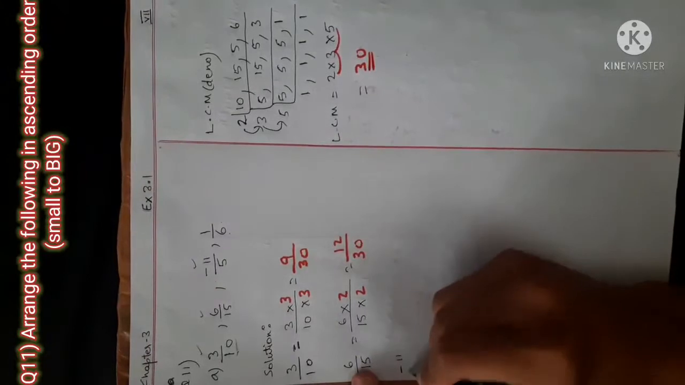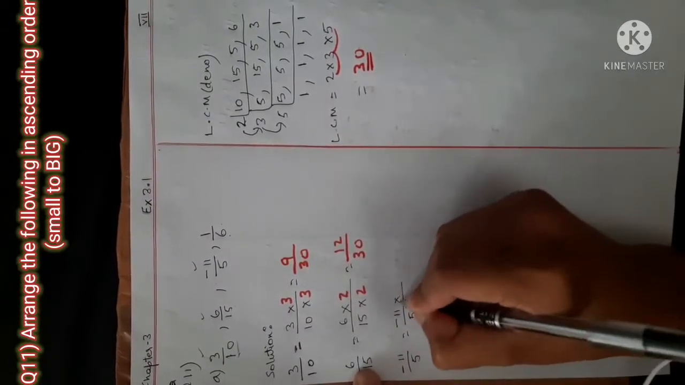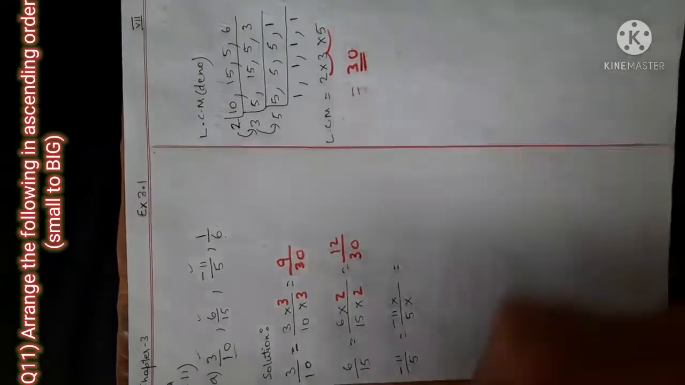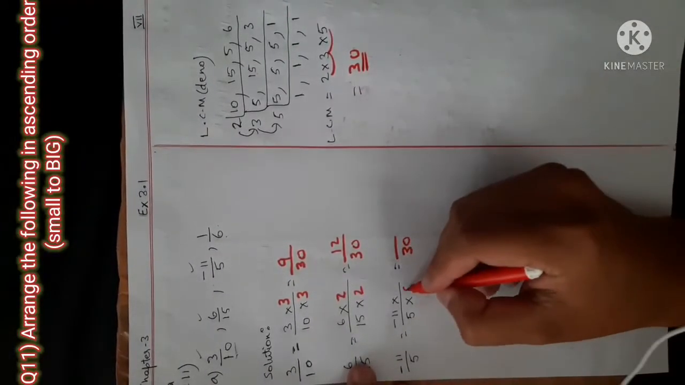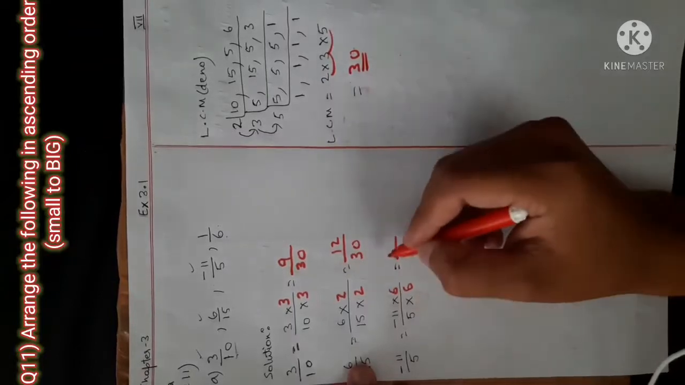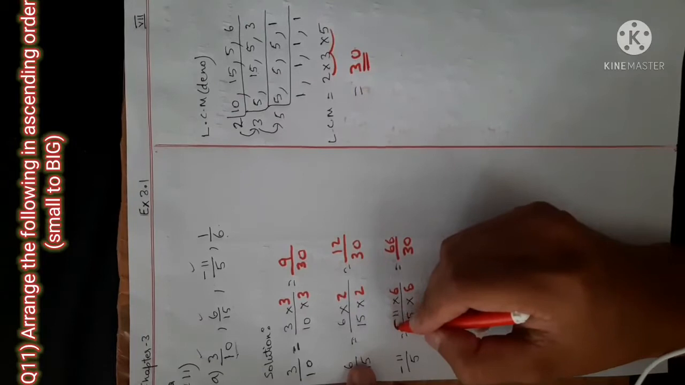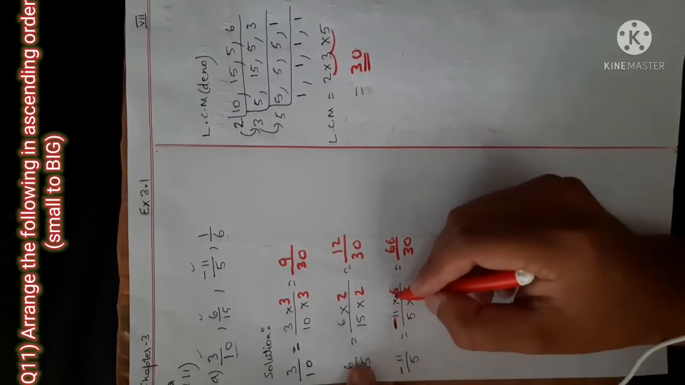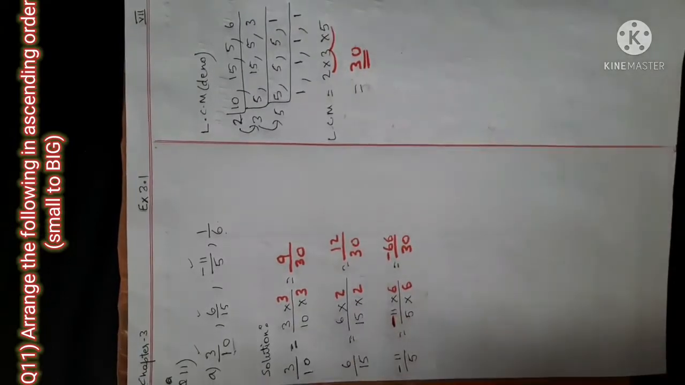Next, minus 11 by 5. Here, multiply by how much? The denominator, we will get 30. 5 multiply 6 equal 30. So 6 to the numerator also. 11 multiply 6 equal 66. Remember, don't forget to multiply the sign also. This is a minus sign, this is a plus sign. Minus into plus, we get minus.